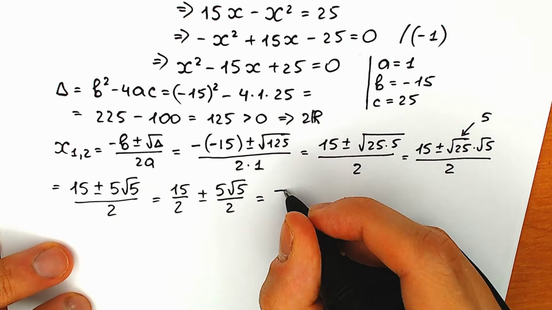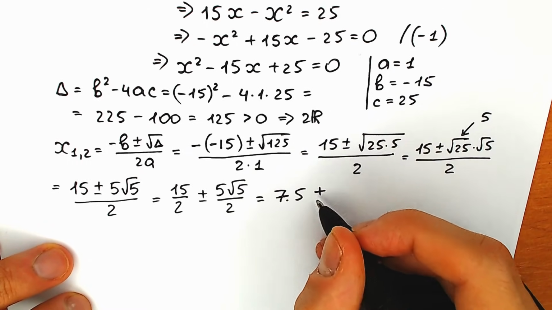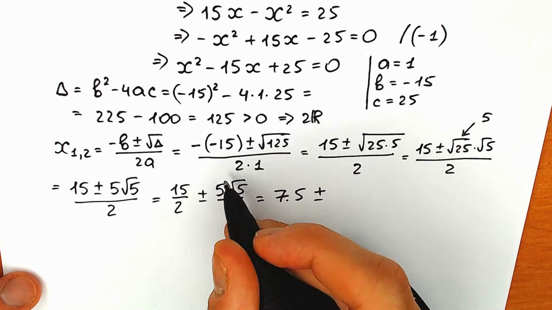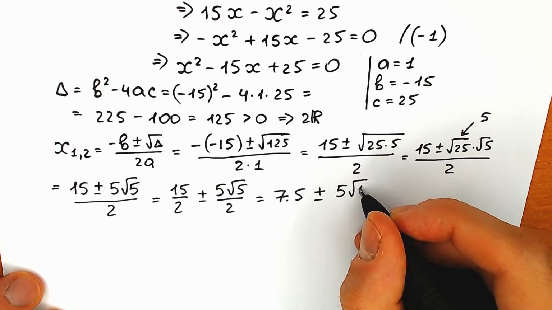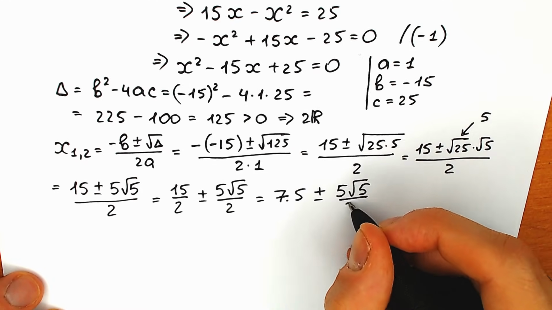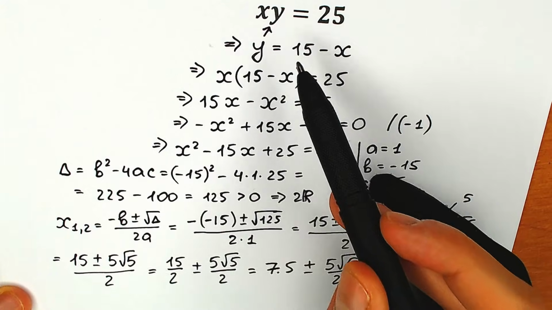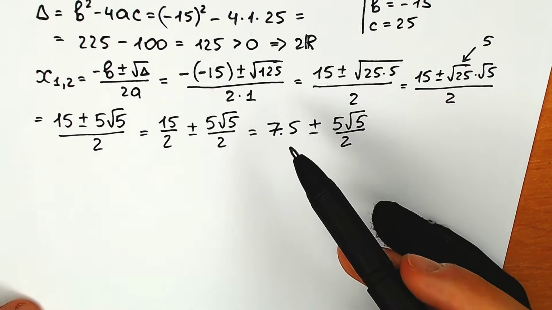15 halves is equal to 7.5. So 7.5 plus minus 2.5 square root of 5, or let's leave it like that without any changes. Maybe it will be easier for us. 5 square root of 5 over 2, because then we will subtract from 15 right here. So just remember this expression, that's why I'm going to use this type of expression.